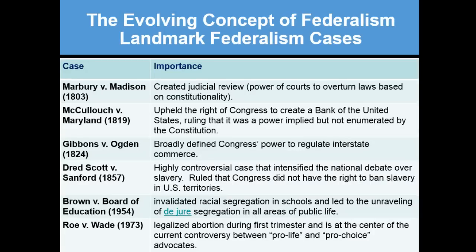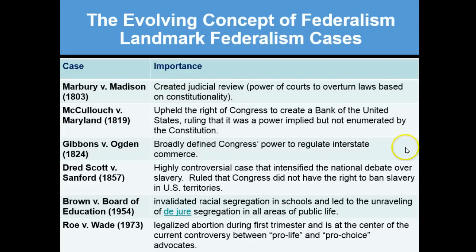So let's look at the evolving concept of federalism as it's gone through the courts. We start with probably the most famous court case that gives the Supreme Court its powers, which is Marbury versus Madison in 1803. It creates the concept of judicial review, which is where the courts give themselves the power to overturn laws based on the constitutionality of those laws. The second case that came in front of the court was McCulloch versus Maryland in 1819. This upholds the right of Congress to create a Bank of the United States because it said that Congress had the power under the Constitution to establish banks and to regulate interstate commerce.